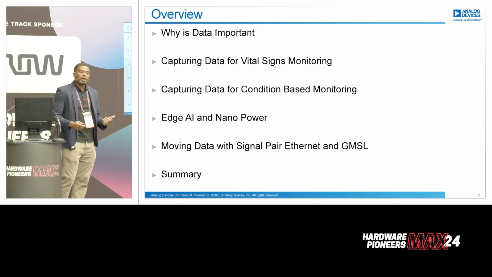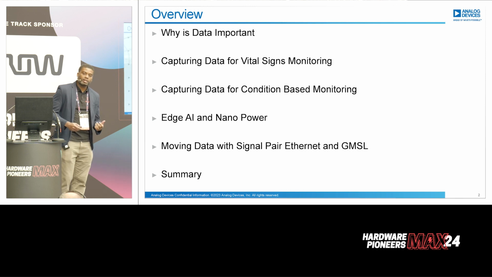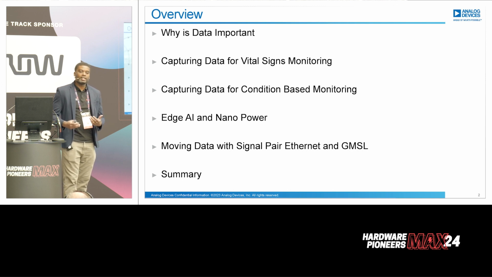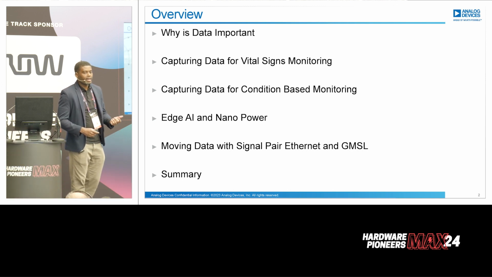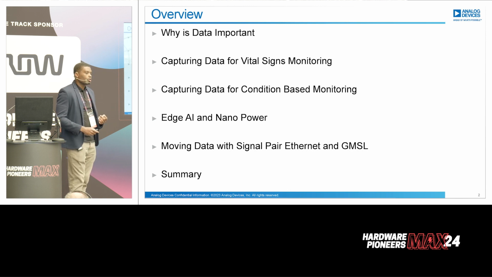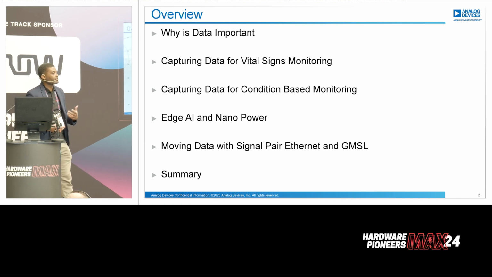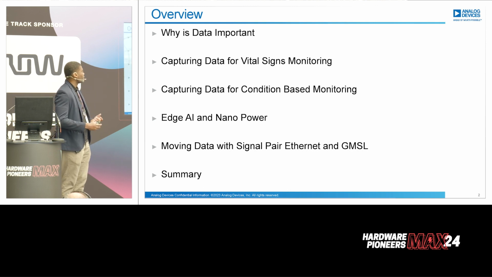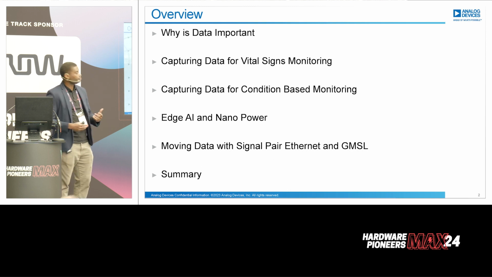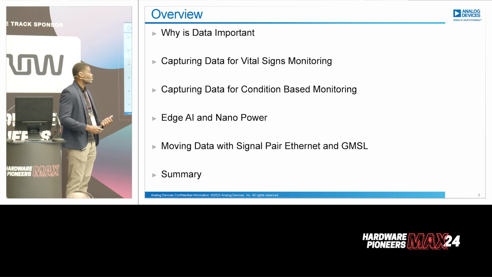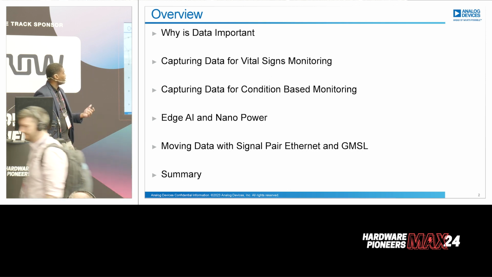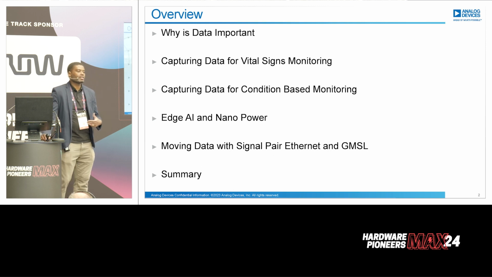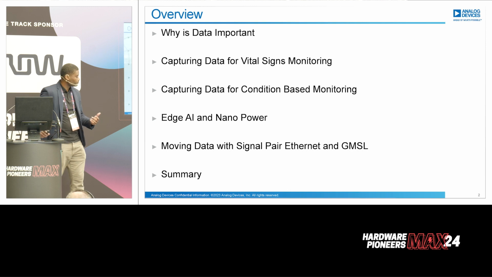So we're going to touch on why data is important. We're going to look at a few applications where ADI provides solutions for achieving good data sets for AI applications. Two of those areas we're going to touch on is vital signs monitoring, which is essentially in the healthcare atmosphere, as well as machine health, so condition-based monitoring. We're going to touch a little bit on edge AI and move on to single pair Ethernet as well as GMSL, so means of moving data from A to B.